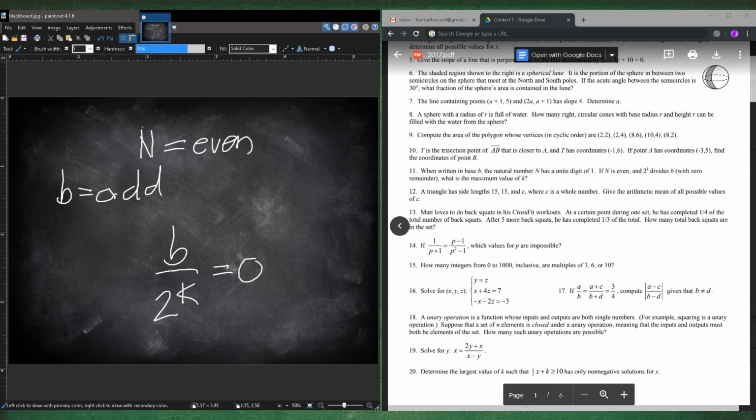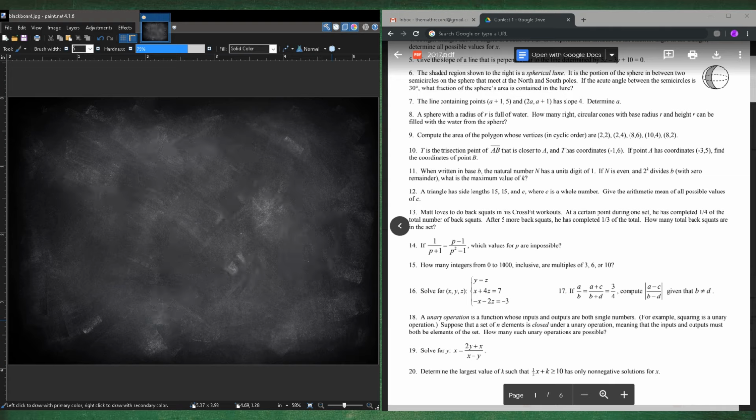So since b is odd, right, then 2 to the power k has to be odd. And the only way for 2 to the power k to be odd is if it's 2 to the power of 0, which is equal to 1, because 1 is odd. So the only answer for k is 0. So this question is a little bit of logic, basically.